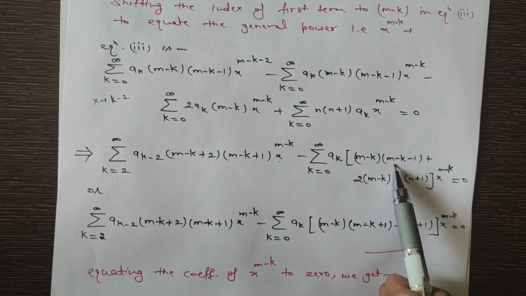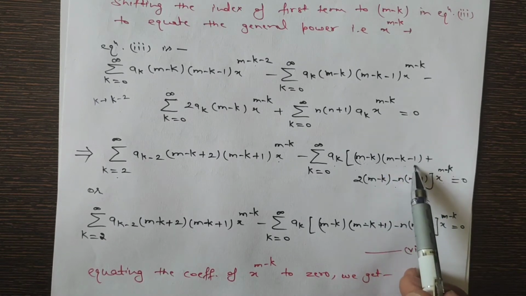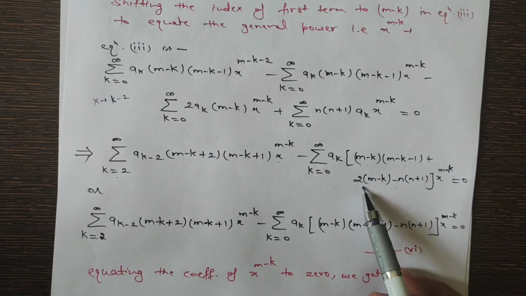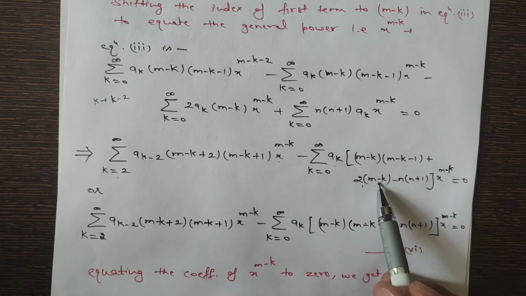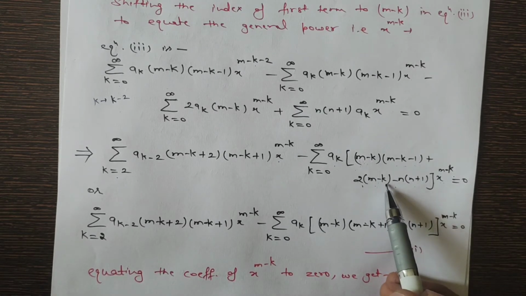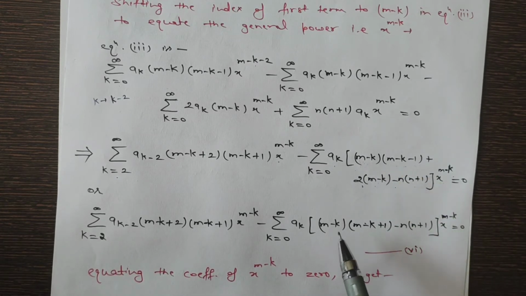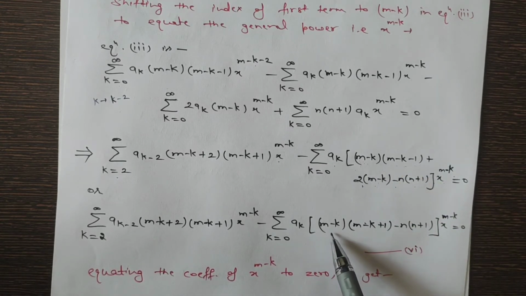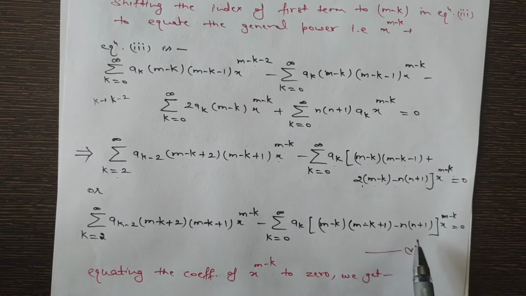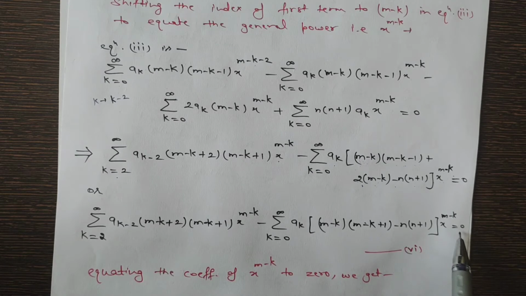(m-k) into (m-k-1). So this will be (m-k) square minus (m-k), and plus twice of (m-k) is there. So the resulting term will be plus (m-k). So after simplification, the term inside the bracket can be written as a_k into [(m-k)(m-k+1) minus n(n+1)] x raised to power m minus k equals 0.